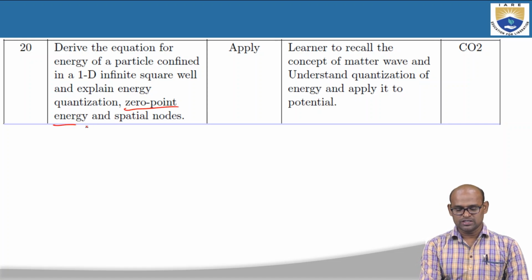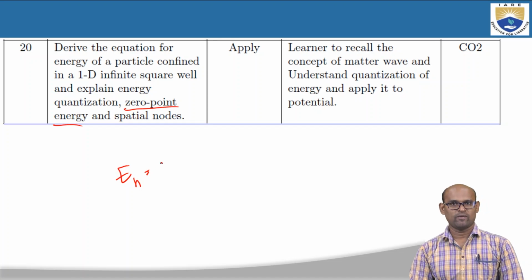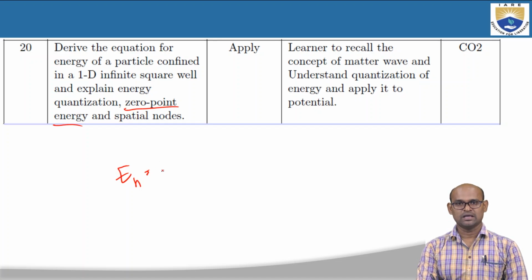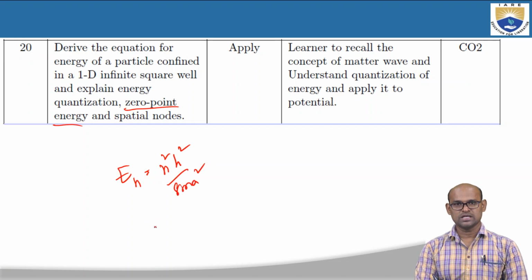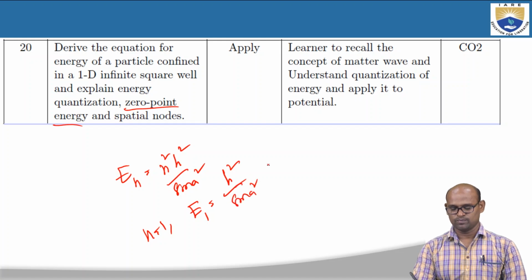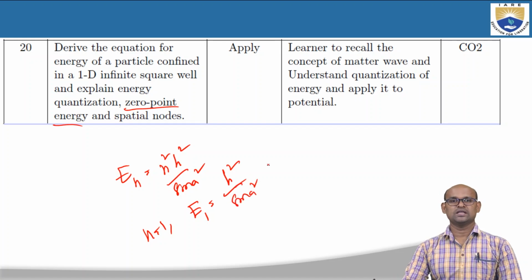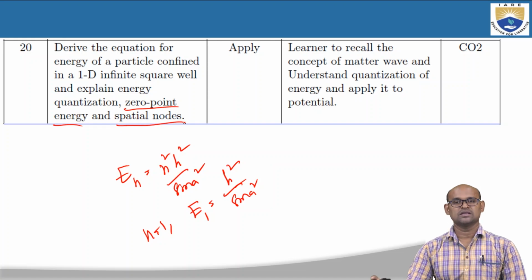Zero point energy is nothing but the energy we get. We have already derived the energies, which are called eigenvalues, that is n square h square by 8m a square. So zero point energy is called the ground state energy, which is n equal to 1. So for n equal to 1, we have E1, which is h square by 8m a square. That is the ground state energy, and spatial nodes are nothing but the wave function.